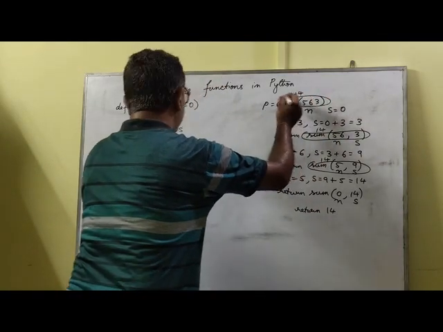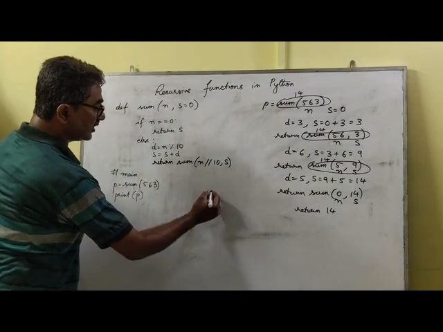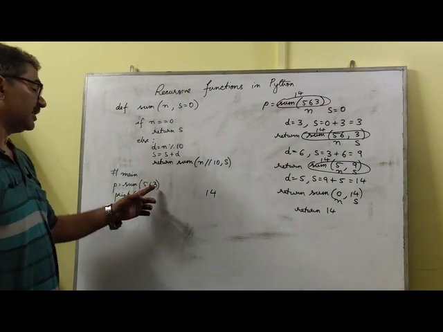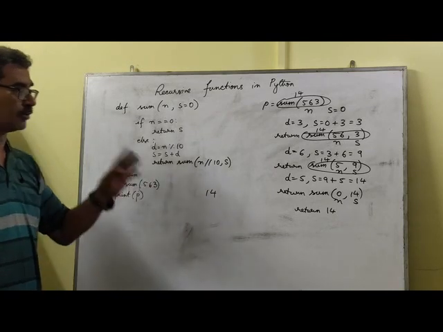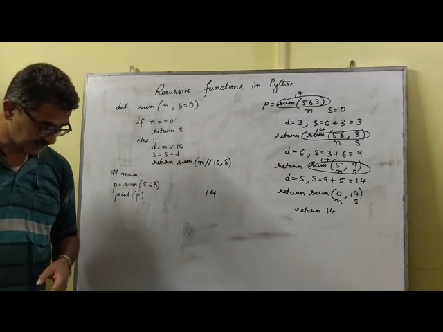So the value of p will be 14, and print p is definitely going to show you 14, which is the sum of the digits in 563. That is 3 plus 6, 9, and 9 plus 5 is 14. This is what is happening.